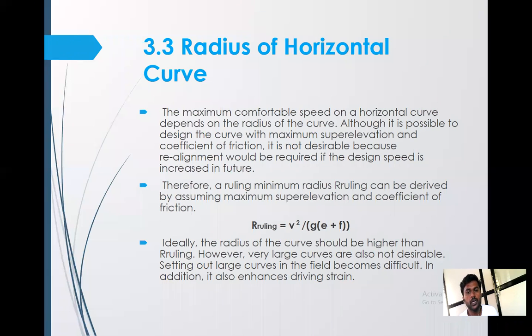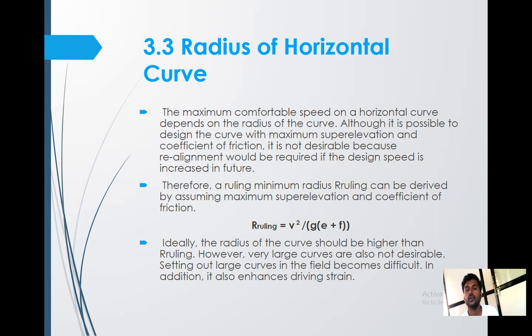The maximum comfortable speed on the horizontal curve depends on the radius of the curve. Okay, what will be the maximum comfortable speed so that we cannot go for overturning the vehicle? That maximum comfortable speed totally, or slightly, depends on the radius of the curve. Although it is possible to design the curve with the maximum super elevation and the coefficient of friction, it is not desirable because realignment would be required if the design speed is increased in the future.